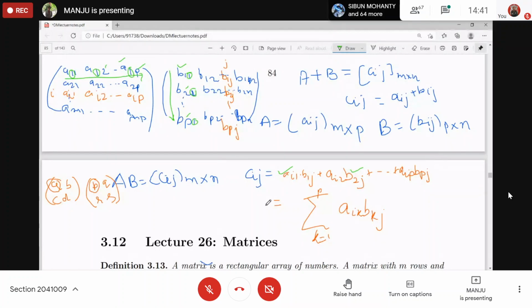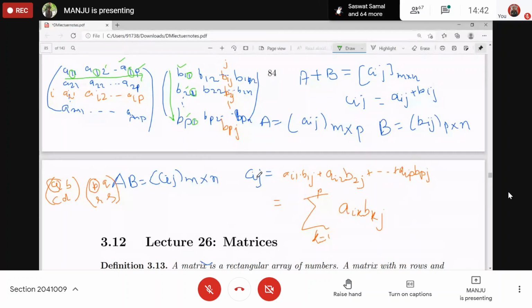For example, C11 will be what? First row, first column. C12 will be what? First row, second column, right? So ij will be what? Ith row, jth column. Now you got it. So this is the compatibility of multiplication and the ijth element for multiplication.